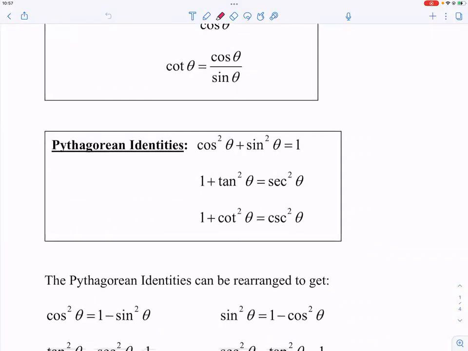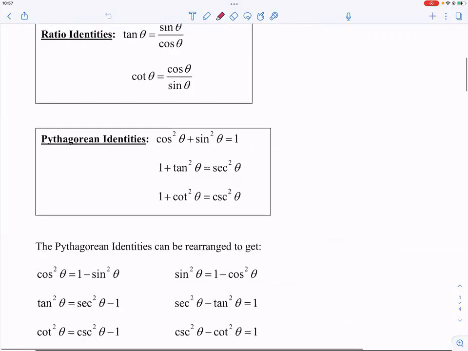Wait, hold on. Where did they get the second one? How did they get 1 plus tangent square is equal to secant square theta? Now, I'm going to tell you the truth.